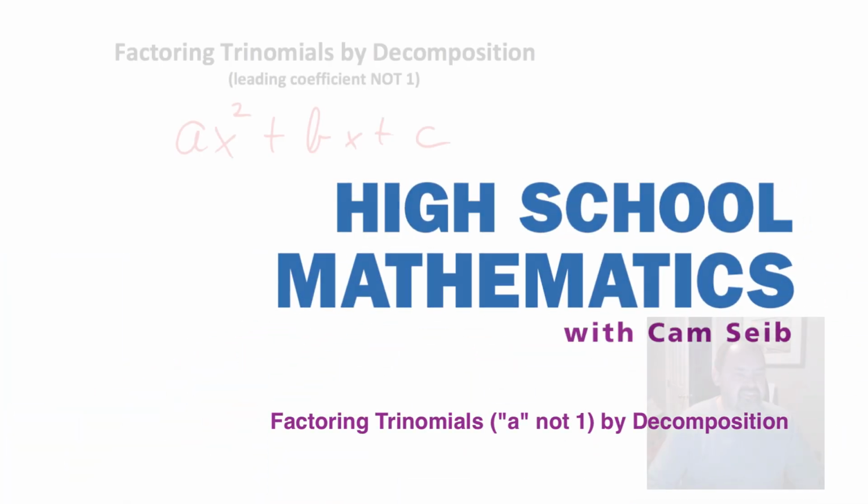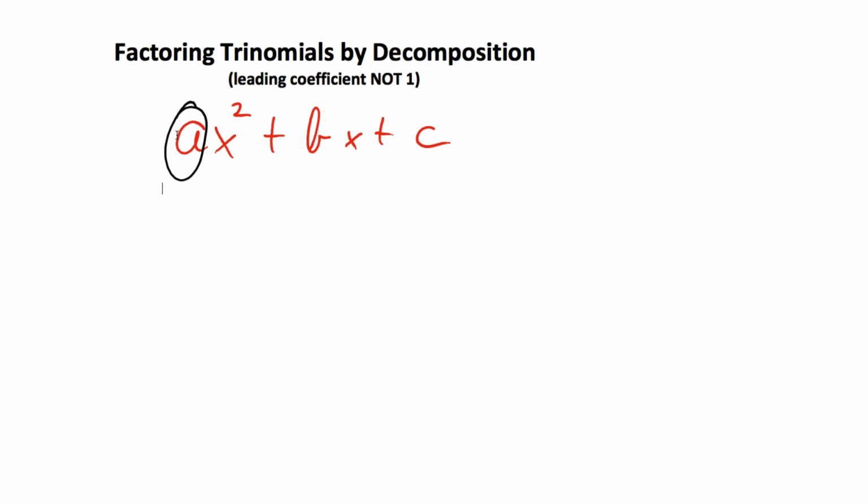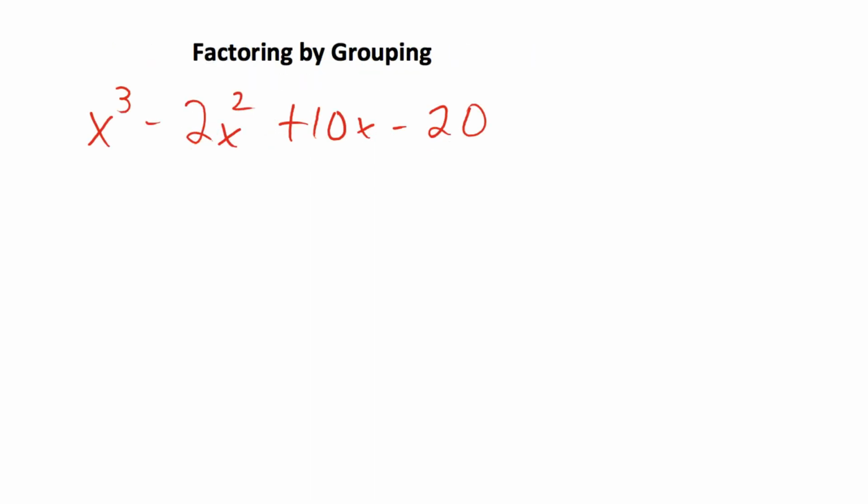I want to look now at a second method for factoring trinomials where that leading coefficient on the x squared is not 1. And this method is based off factoring by grouping, which we often use when we have 4 terms to factor, as we do in this example.